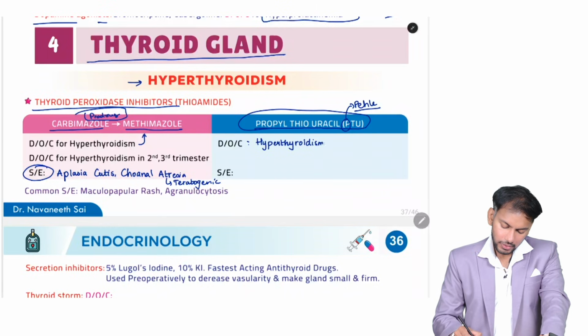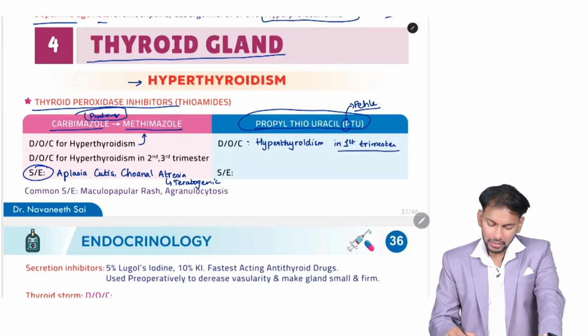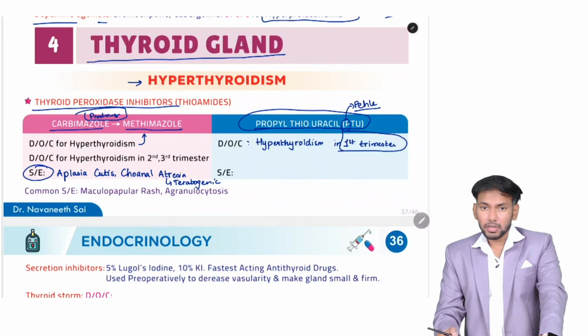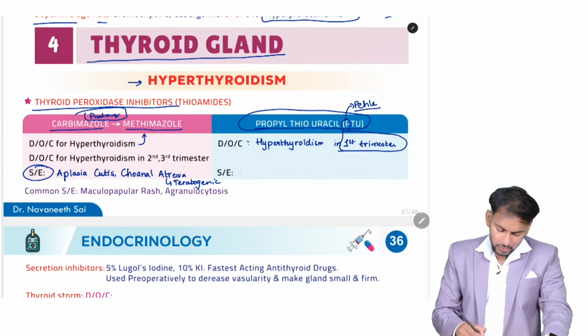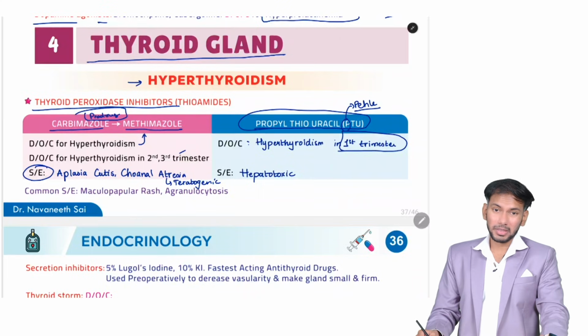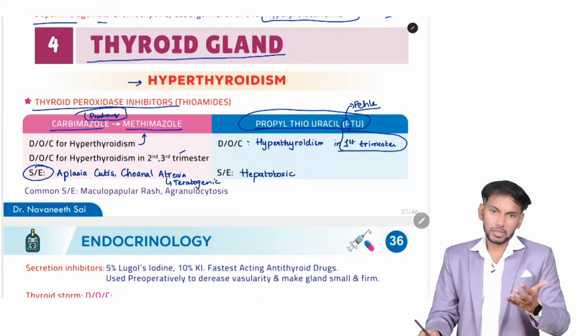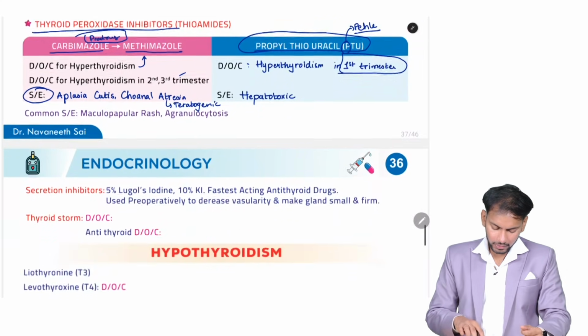So the drug of choice for hyperthyroidism in the first trimester is PTU. Will you continue for the second and third trimester as well? No, you should not continue. Why? Because this is hepatotoxic. So you will use it only in the first trimester, but in the second and third you will use carbimazole, methimazole. Why? By the second and third trimester, organogenesis is mostly done. That is why we can use it in the second and third trimester.